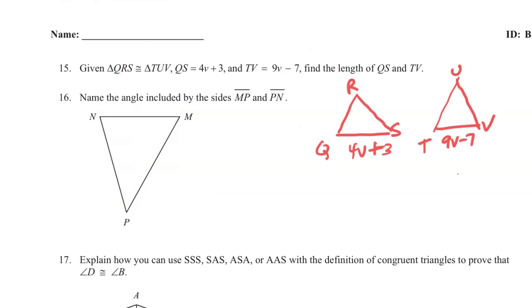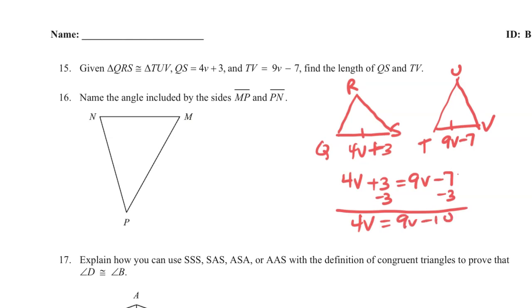Given triangle QRS is congruent to triangle TUV, QS is 4V plus 3 and TV is 9V minus 7. And we know that these two sides are congruent, so the measurements are the same. So we have 4V plus 3 equals 9V minus 7. We're going to go ahead and subtract 3 from both sides. So we have 4V equals 9V minus 10. Subtract 9 from both sides.